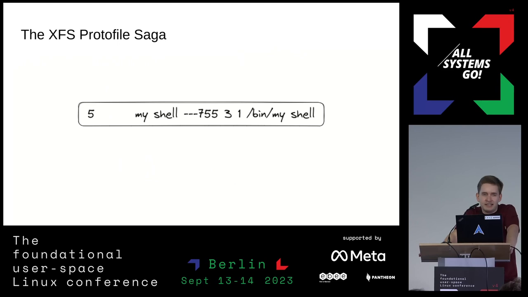So I went to the XFS mailing list and I told them, hey, if I have file names with spaces, then this thing doesn't work. So what genius idea did they come up with to solve this? There is one character that cannot appear in a file name in Linux. Does anyone know which character this is?